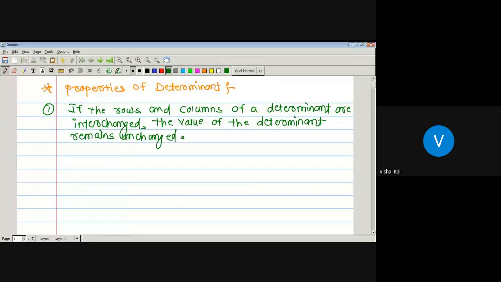Okay, so if we interchange the rows and columns of a given determinant, then there is no effect on its determinant value. That is actually interchanging the rows and columns. It means here we have to make it the same as a transpose matrix. In a transpose matrix we just interchange the rows and columns of a given matrix. Okay, so let us see.